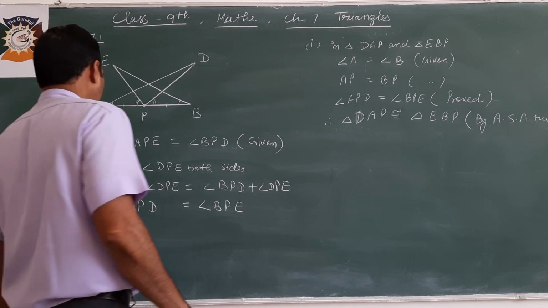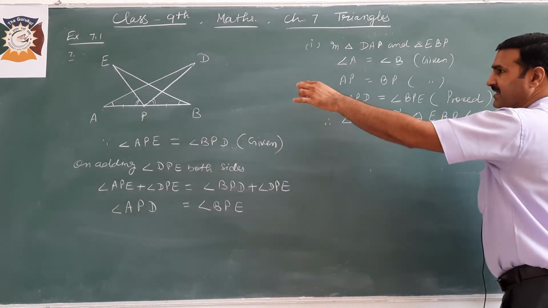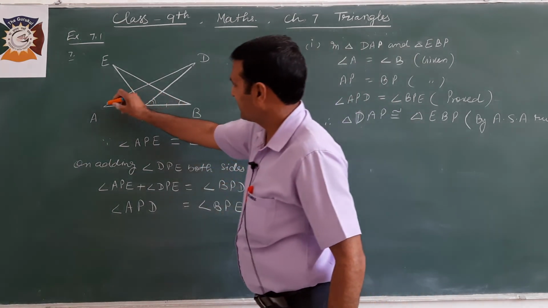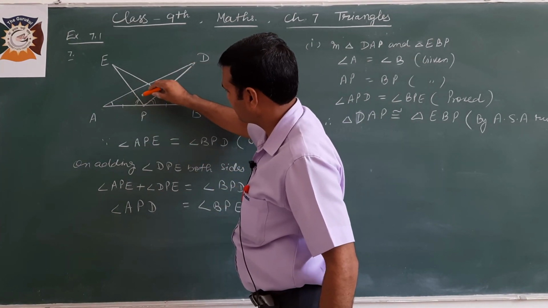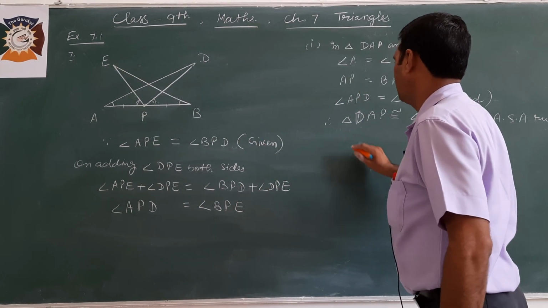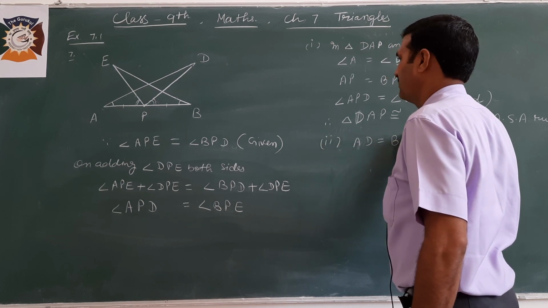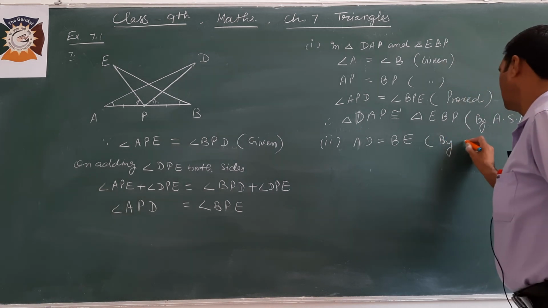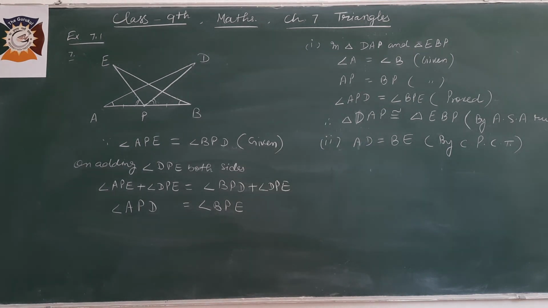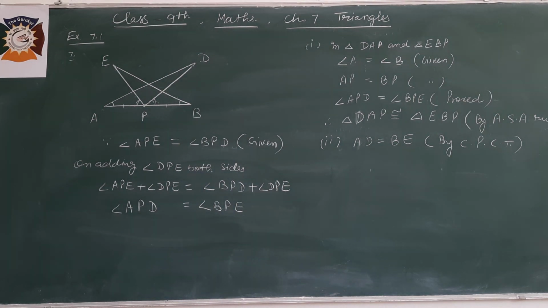Now easily we can prove AD is equal to BE by CPCT, क्योंकि AD और BE इन्हीं ट्राइंगल्स के कॉरस्पॉन्डिंग पार्ट्स हैं. देखो AD इस एंगल के सामने का, जिसको हम इसके इक्वल प्रूव कर चुके हैं, उसके सामने का ये BE. सेकंड पार्ट में AD is equal to BE by CPCT, corresponding parts of congruent triangles. Hence proved. This was the question number 7.